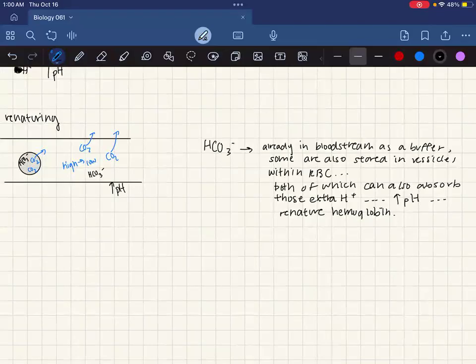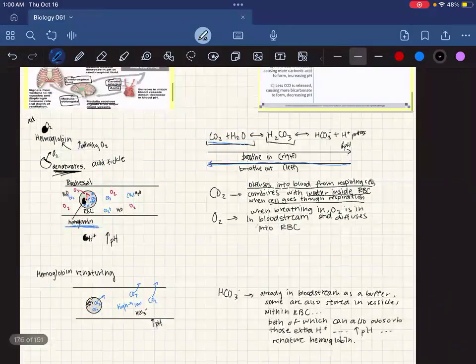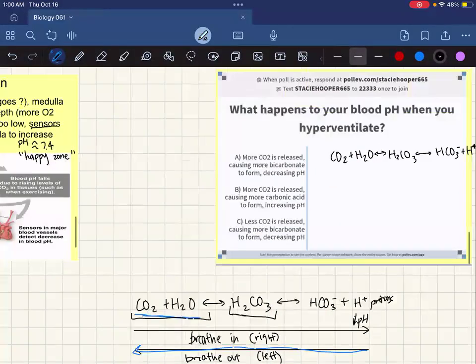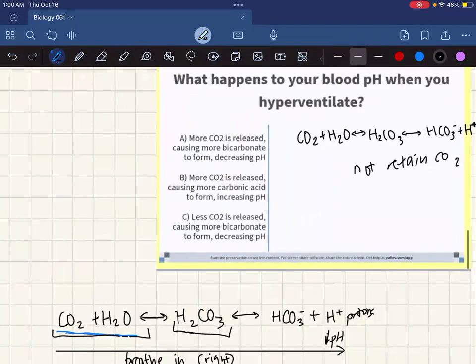All right. So now let's go to a practice problem, which y'all did in class, but I'm going to explain it one more time in case it didn't click the first time. So what happens to your blood pH when you hyperventilate? So we are aware that when we hyperventilate, we breathe out more than we breathe in. So we cannot retain our carbon dioxide. And so we know that more carbon dioxide gets released. So we can eliminate option C for now.